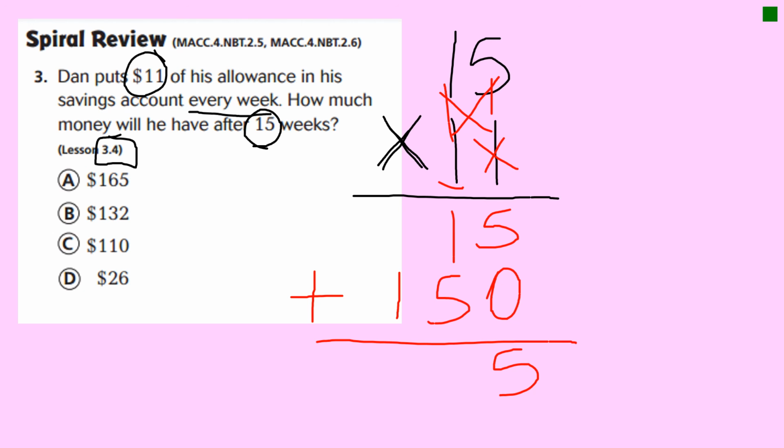Add the partial products. So Dan, at the end of 15 weeks, will have $165. That's pretty good, Dan, isn't it? Yeah, so saving a little bit each week is pretty good.